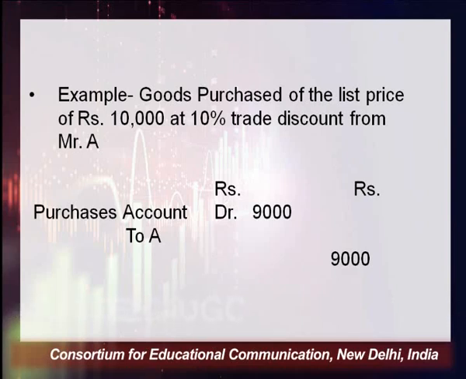This trade discount is never recorded in the books of account. So the entry would be purchase account debit to Mr. A. Mr. A is our supplier from whom we have purchased goods. And why are we recording 9,000? Why are we not recording 10,000? Because the 10% trade discount is given by the supplier to promote trade, and this trade discount is not recorded in the books of accounts. We will record this entry with rupees 9,000. That means in future we have to pay our creditor, Mr. A, rupees 9,000 only.